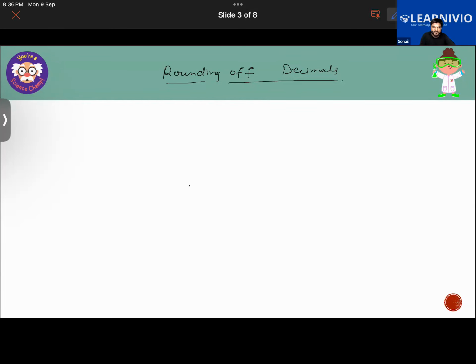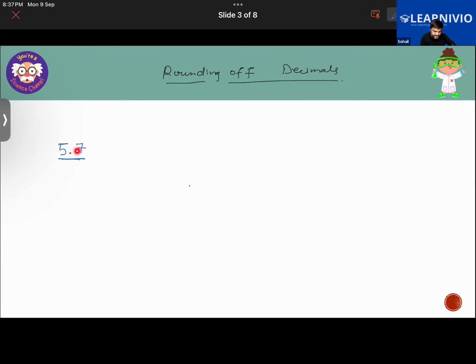For example, let us take the number 5.7. This is a decimal here. Say that you have to round it off. Look at the digit to the right of the place value. Like you have to round off 5 here. So look at the right of it. That is 7 here. So you have to look at the digit to the right of the place value.